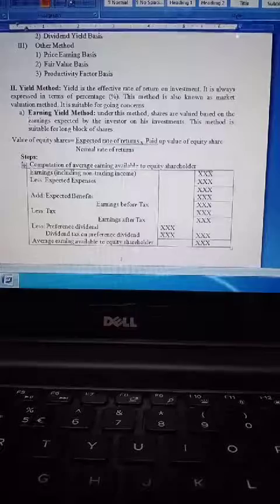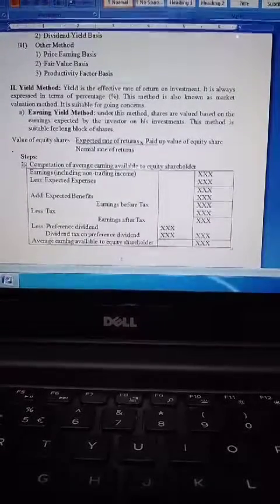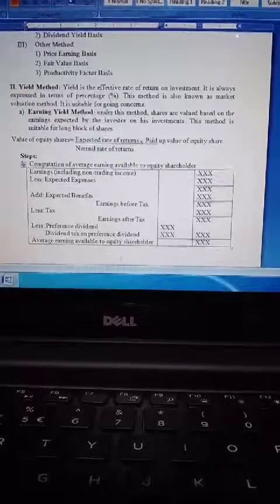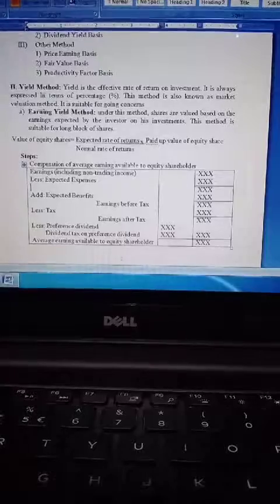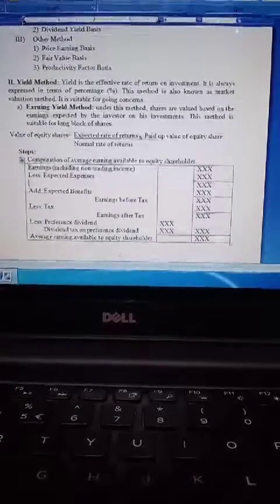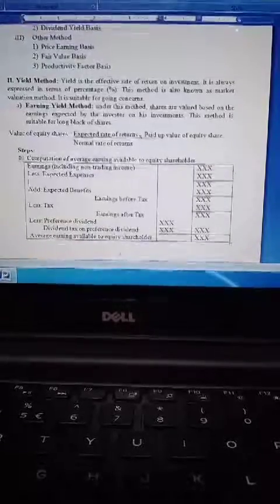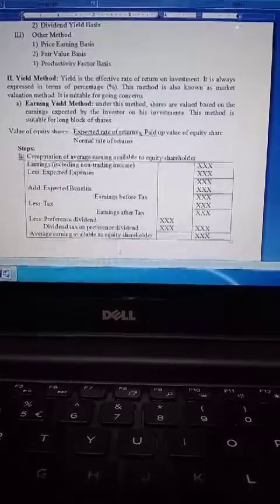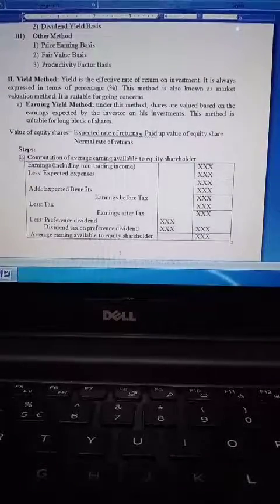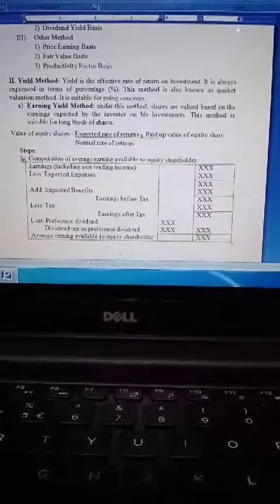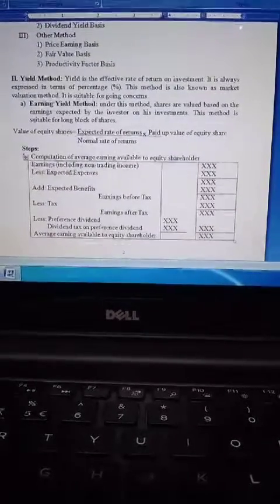Earning yield method means that under this method, shares are valued on the basis of the earnings expected by the investors on their investments. Here in the business there are certain investors, those shareholders or debenture holders, whom we may call investors. This earning yield method is suitable for long-term holding of shares.